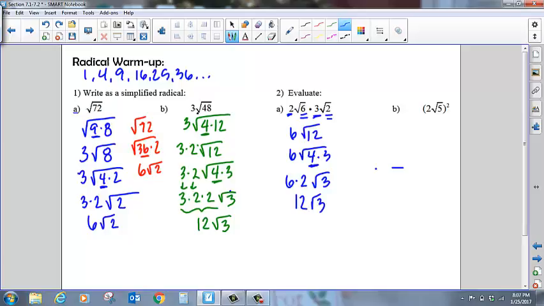Now, for 2 root 5 squared, what I would suggest doing is actually writing it out twice, like this, because that's what it means to square something. And then you just multiply the outsides together, and then you multiply the insides together. And then what is the square root of 25? The square root of 25 is 5, so this is going to turn into just regular 5. And if you multiply by that 4, you get 20. All right, moving on.